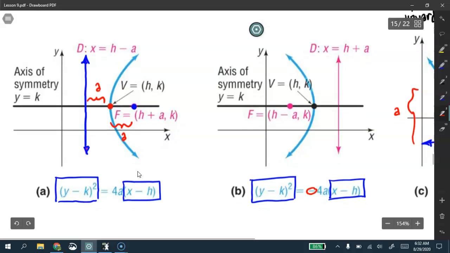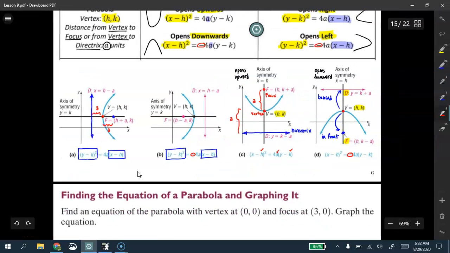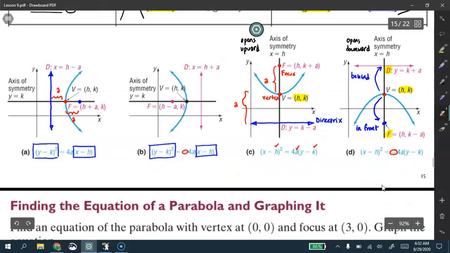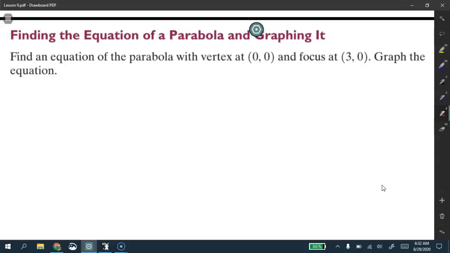Okay, so now that we've gotten used to the parabolas and their formulas, I know that's a bit dry, but we had to go through that before we can continue with understanding the formulas and applying them. So here is the first type of problem that we're going to try. It says find an equation of the parabola with the vertex at (0, 0) and a focus at (3, 0). And then it says graph the equation.